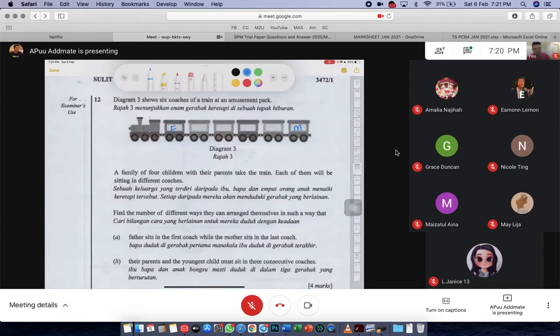Alright? So that means the father and mother are already fixed. Tak perlu lagi dia bertukar. Father dengan mother tu tak boleh tukar dah, sebab father mesti ke depan, mother mesti ke belakang. Okay? So that is the only condition yang dia beri.